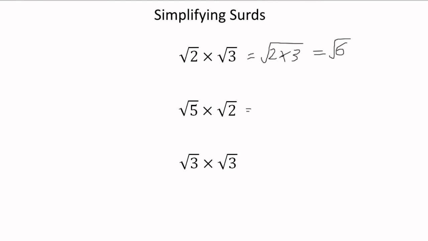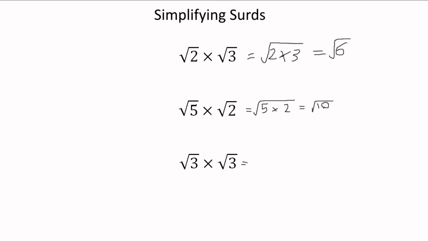Next one, root 5 times root 2. So in this case we do 5 times 2, and that is root 10. There we go, root 10. And that's all we get for that. Root 5 times root 2 is root 10.